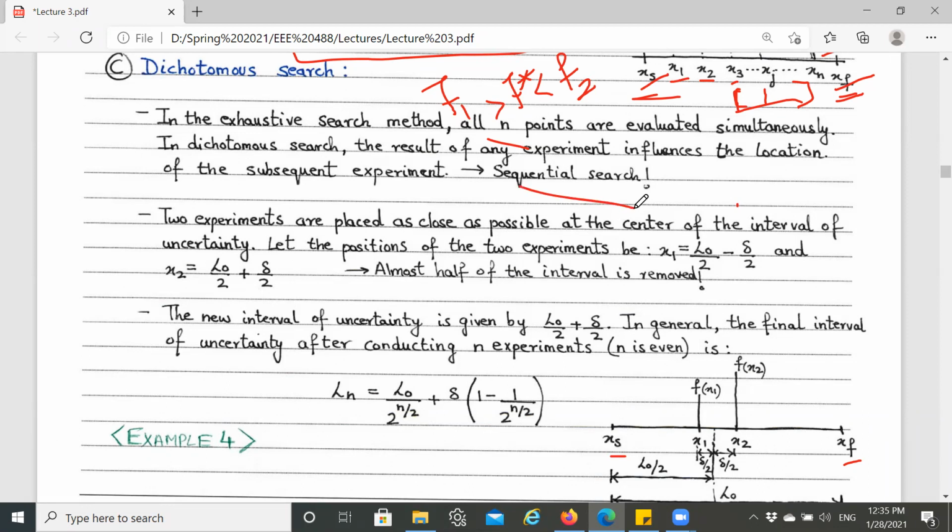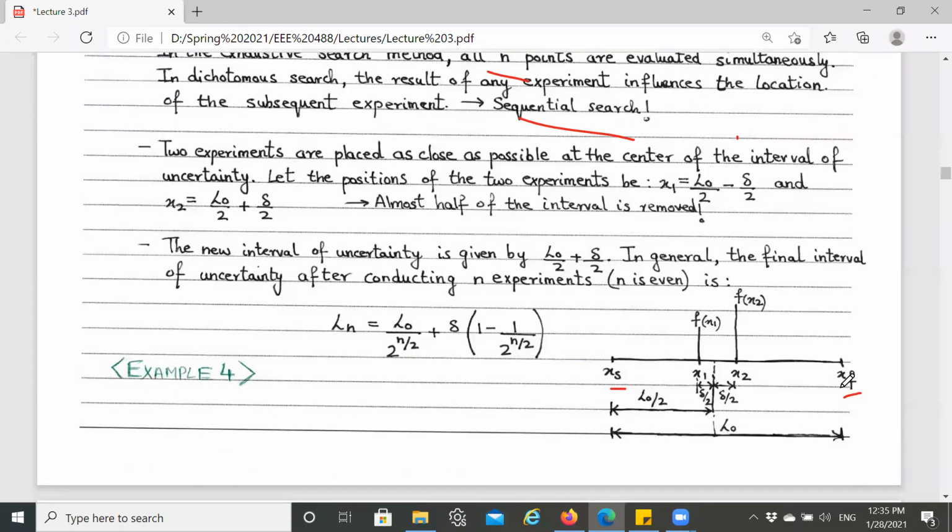So it's also known as sequential search. Let's see how it works. Basically, you place the two experiments. Two experiments means those points that you choose. Every point that we choose is called an experiment. We try to place them as close as possible to the center of the interval. We know that the length of the interval is xf minus xs, and that is L naught, and L naught by 2 would be exactly the middle point, right?